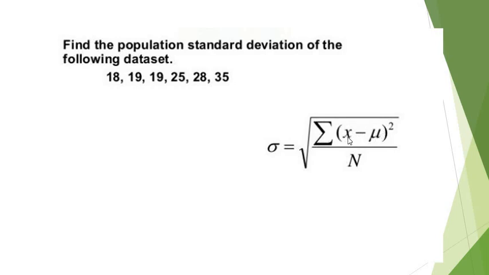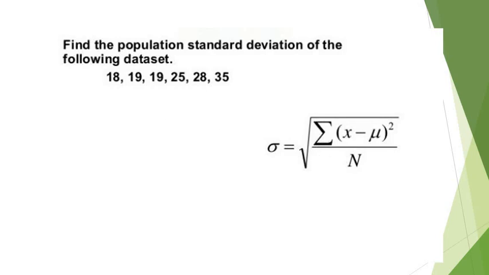X is representing each value in the data set. This symbol mu calculates the mean or the average of the values in the data set. This n is the number of values in the data set.